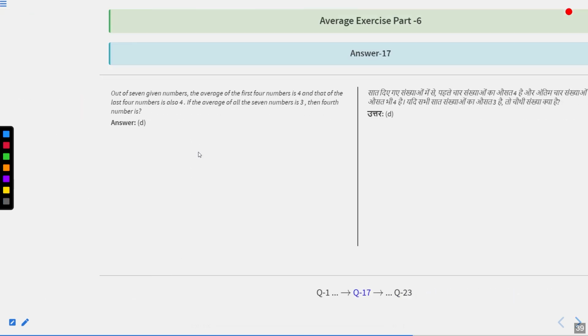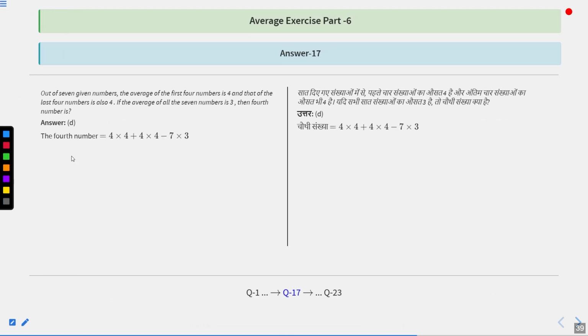Now time's up. Let's see the solution. Now the fourth number will be, the question says that out of 7 given numbers, the first 4 average is 4. So what will be the sum of these first 4? 4 into 4. We can write it. And the last 4 is also given, 4 into 4. The question says that the average of all 7 numbers is 3. So 7 into 3. So what will be our fourth number? 32 minus 21, which is 11. So therefore the fourth number is 11. This is the correct answer. Next one.